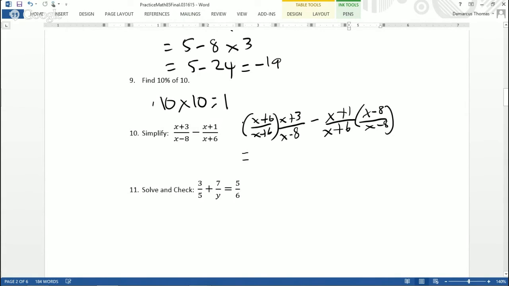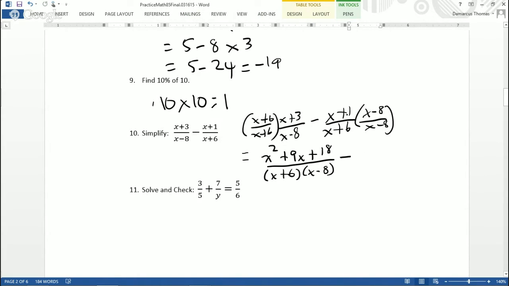So now what do we get up top? X plus 6 times x plus 2. Let's multiply 2 binomials. The middle term is going to be 9x. The last term is going to be 18. So we get x squared plus 9x plus 18 up top. On the bottom, we still get the same. We don't have to multiply it together just yet.